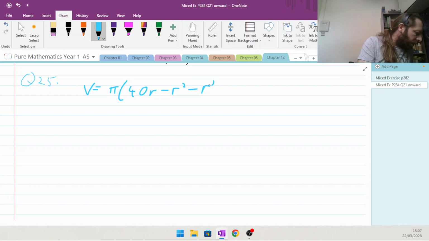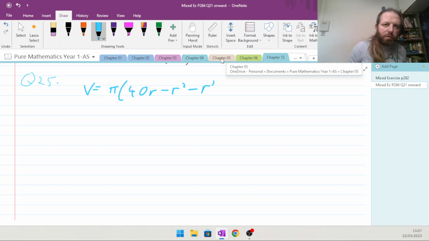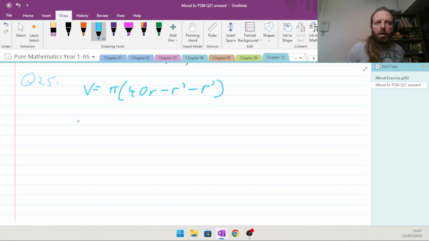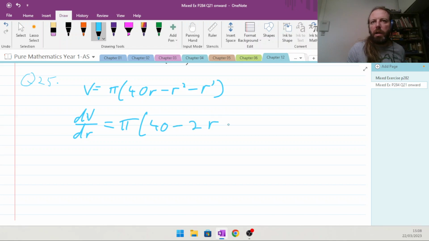And if anyone's got the book, look at question 28 because they've used the same thing. Find the positive value of r for which dV by dr equals 0. So dV by dr, differentiate this. We're going to have pi times 40 minus 2r minus 3r squared. Okay, so there's dV by dr.